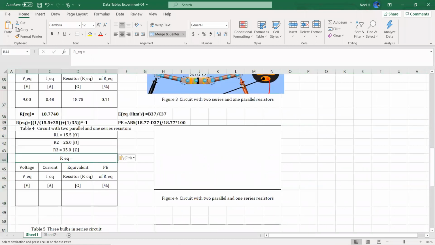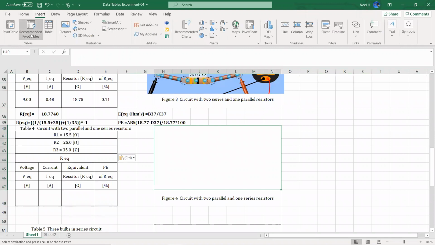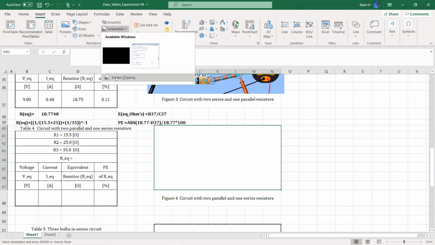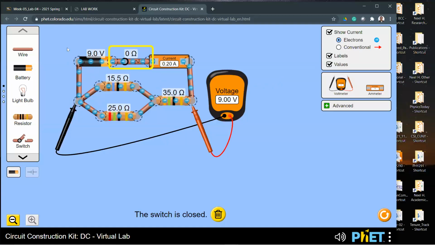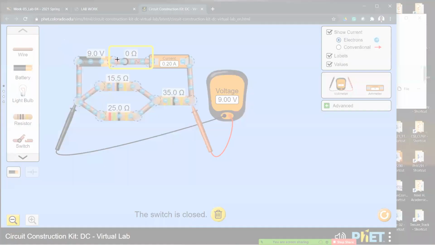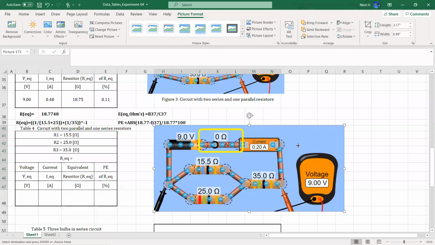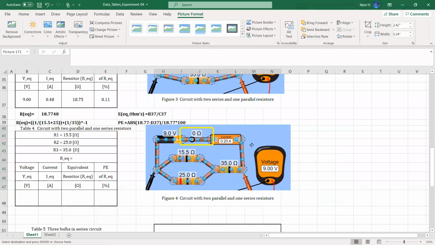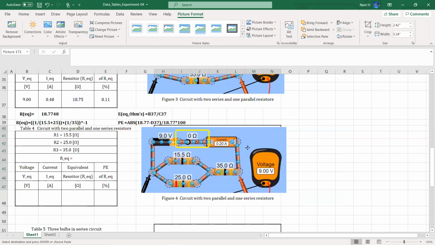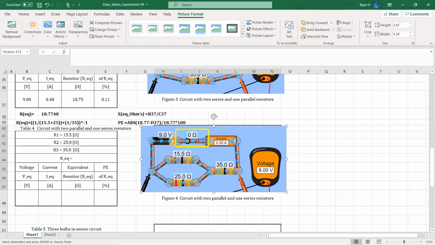Let's do that calculation here, right? Let's bring the circuit diagram first here. Insert, pictures, screenshot, screen clipping, and let's take a picture of this whole circuit, including the voltmeter. And you don't need really large pictures, just resize the picture to a reasonably small size, okay? And then let's do the calculation.